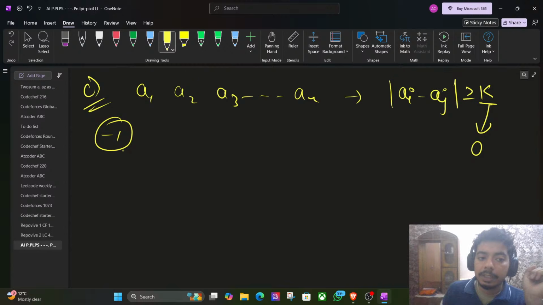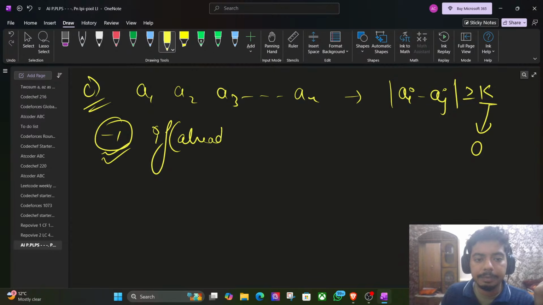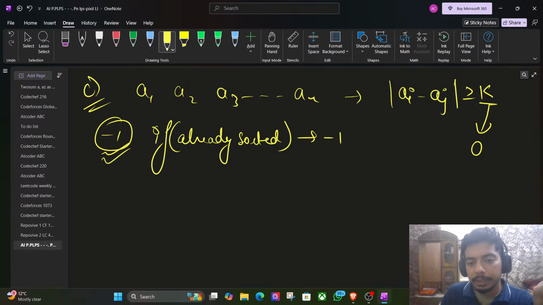Now, what is the only condition that minus 1 will occur? It will only occur when we can't choose k. And the condition when we can't choose k is when the array is already sorted. So I am writing here: if already sorted, just output minus 1. Correct?